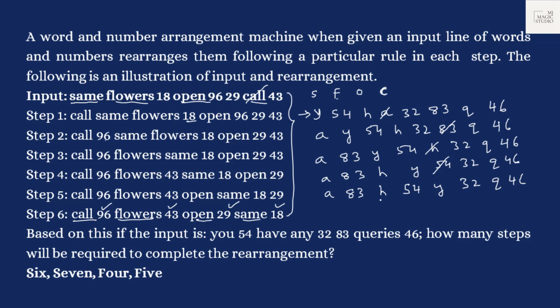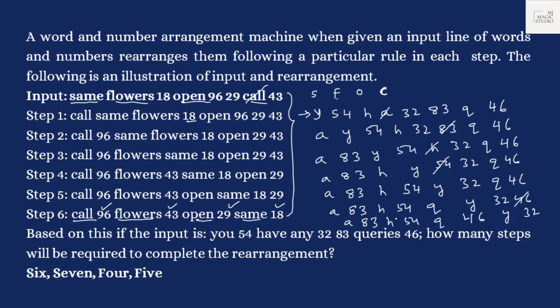54, Y, 32, Q, 46. And then after H, among Y and Q, Q should come first. So A, 83, H, 54, Q, Y, 32, 46. In the next, 46 will come first. A, 83, H, 54, Q, 46 will come. And Y, 32 is automatically arranged.